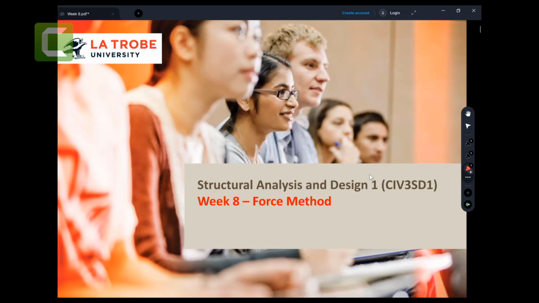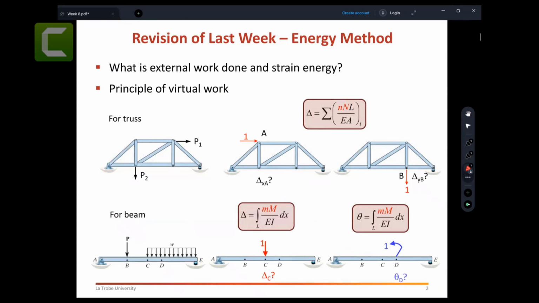And a very important week that we're going to start now is the force methods. Week number 8, the name is force methods. That's what we're going to use to analyze indeterminate structures, and I'm going to give you some more insight. Now, as you know, we covered energy methods in week number 7. In energy methods, we took two concepts: external work done and strain energy. If you remember, external work done is 1/2 P delta.